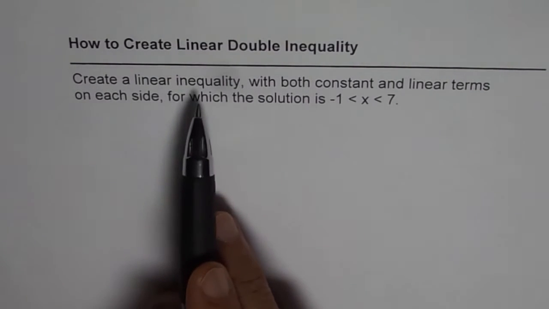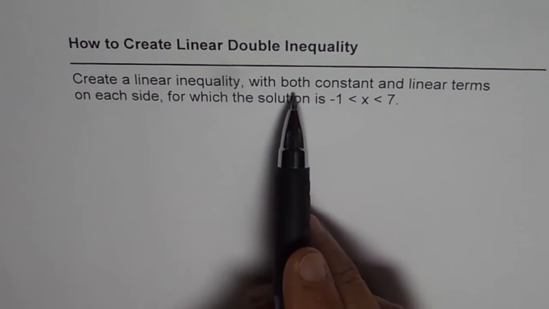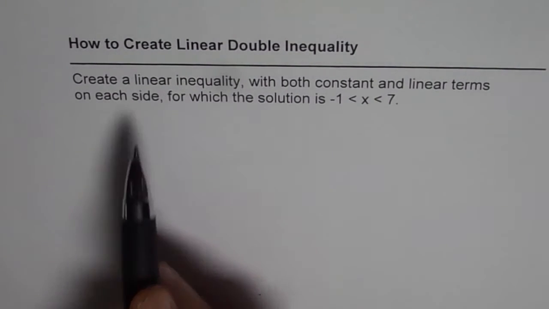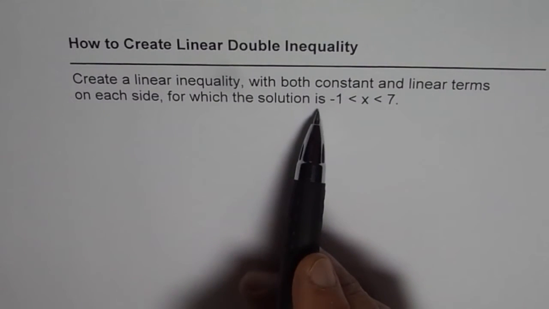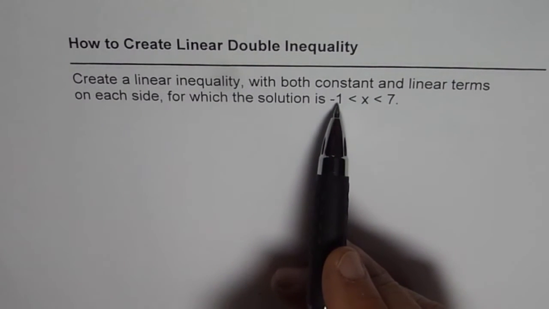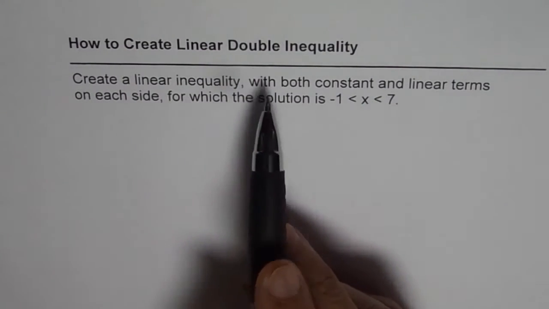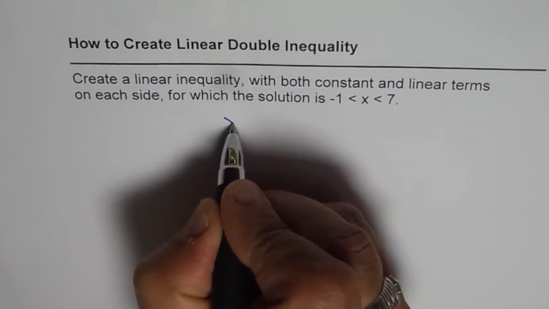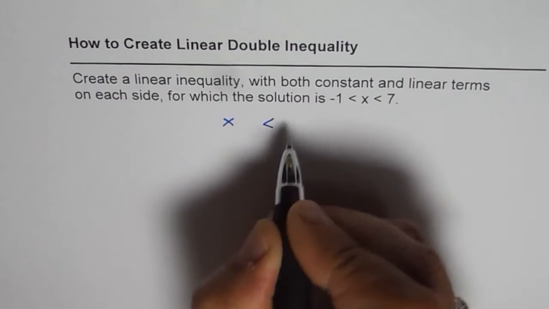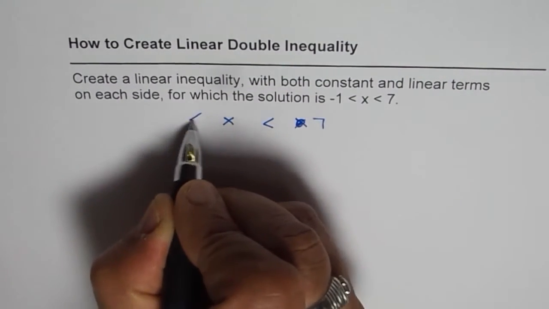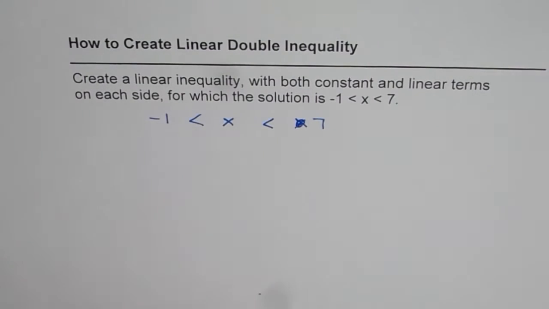Create a linear inequality with both constant and linear terms on each side, for which the solution is x is greater than minus 1 and less than 7. So we need to create a double inequality whose solution is given to us. The solution is given to us as x is less than 7 but greater than minus 1. How are you going to do it?